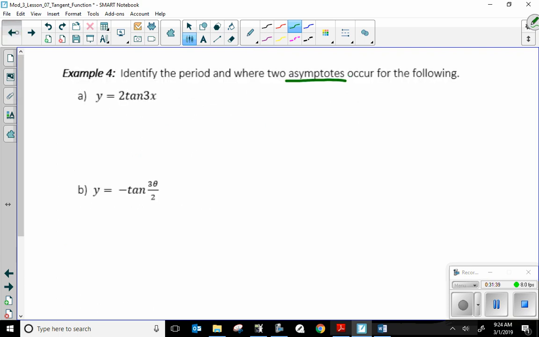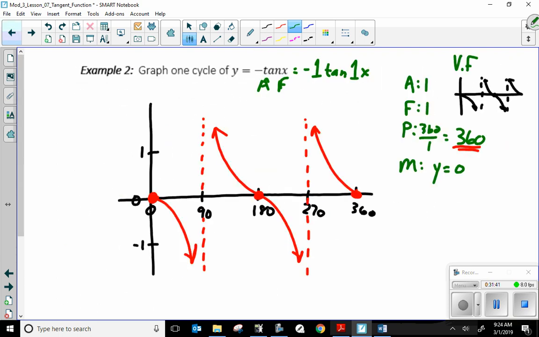Let me go back here. Let me go back to one that's, see this 360? 360 represents 100% of my curve. The halfway mark represents 50% of my curve. Okay? Right here where this asymptote is, that's at 25% of my curve, or 0.25.